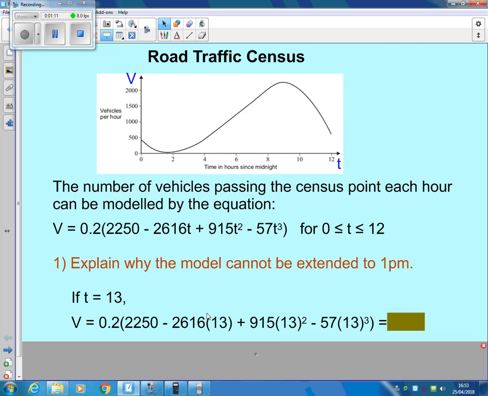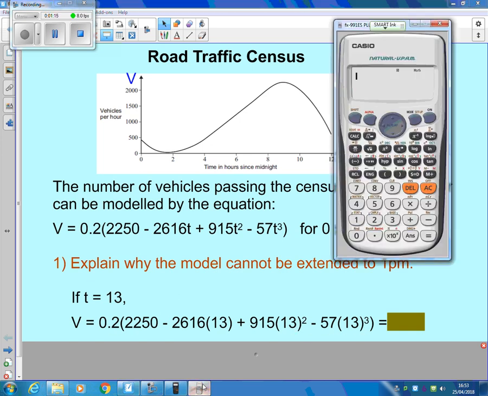But in order to work it out, I'm not going to type that into my calculator. Whenever I'm doing a substitution, I always use the calc button, because you're less likely to make a mistake with it. It's a bit quicker. So I type in the original equation, but where I see a T, I put an X. I make sure first that I'm in mode 1. It only works in mode 1. Then I put 0.2, open brackets, 2250 minus 2616 X plus 915 X squared, and then minus 57 X cubed. Then I need to move a little bit to the right before putting on that closer bracket.